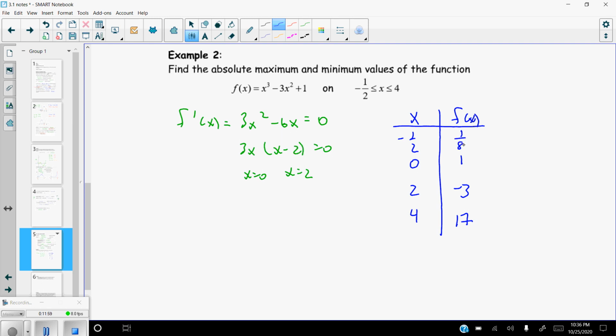So really all you have to do is look at, okay, what's the biggest number here in my f of x values? Well, it's 17. Whoops.